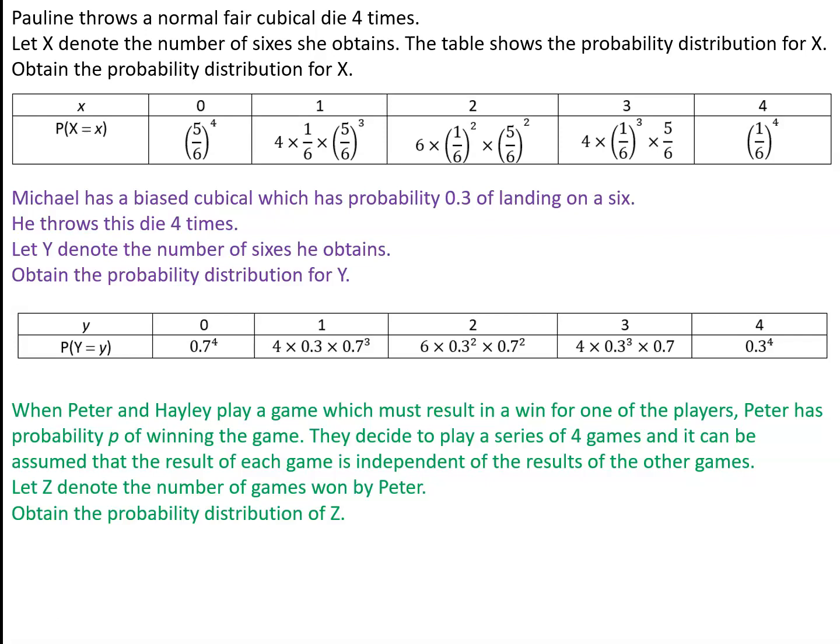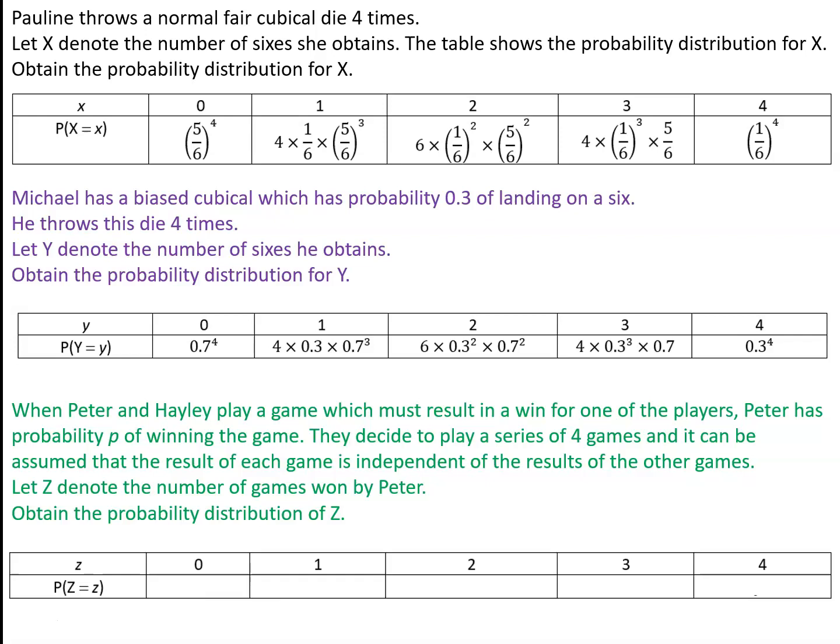Well, this really is almost exactly the same as before. If we were to draw a tree diagram, we could have success being Peter wins, failure being Hayley wins. The probability of success is P. The probability of a failure is 1 minus P. And if we just think of it like that, we can make use of the previous work to write down the probability distribution of Z.